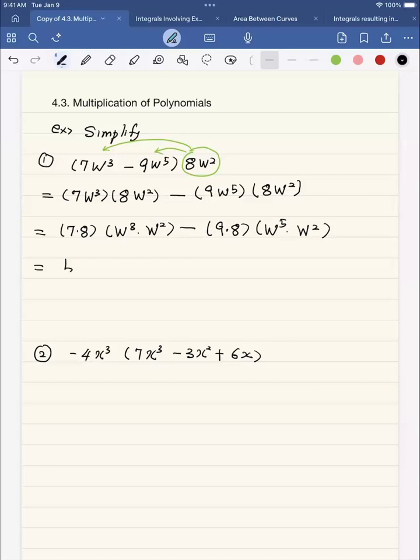Then we get 56 times w. We add the powers. Then we have w to the 5th, and 9 times 8 is 72. And then we have to add the power for w. So w to the power of 7.